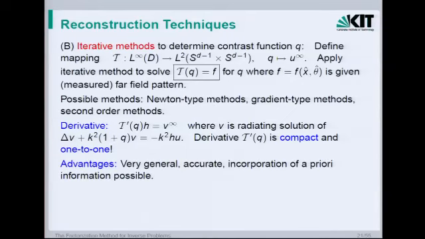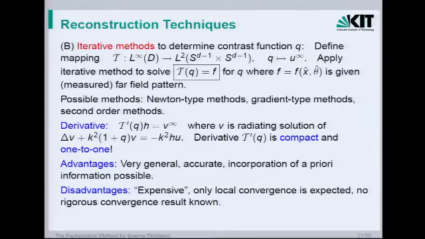So the advantages of these iterative methods are that they are very general, of course. I mean, every inverse problem you can formulate in this way. Samuli did that, and you can apply these kinds of methods there. So you can also incorporate a priori information. If you know that Q is positive, you can build that in.